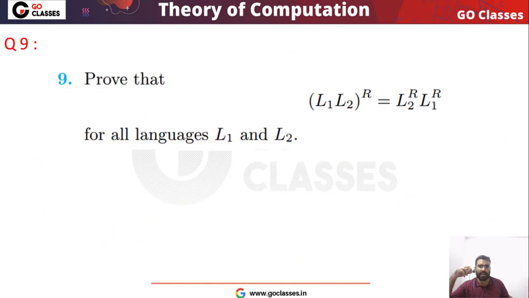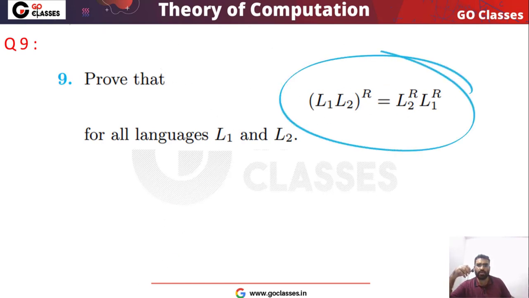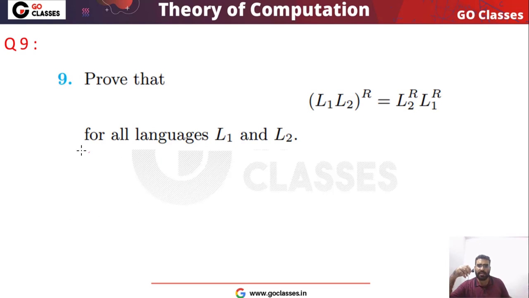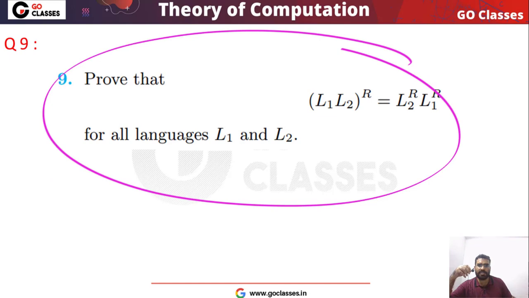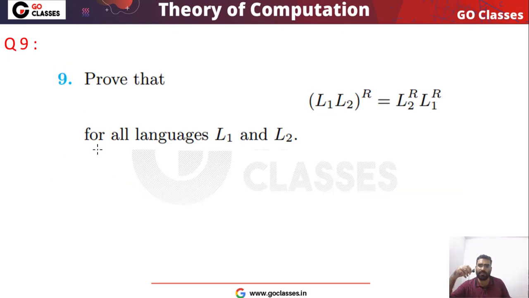Now let's see question number 9, what this question is saying. This is again a very simple question: prove that (L1 L2) whole reverse is equal to L2 reverse L1 reverse, for all languages L1 L2. Here we have to use a fact that we have already seen in question number 1 or 2, in the previous lectures. This is the third part of homework number 1 solution.